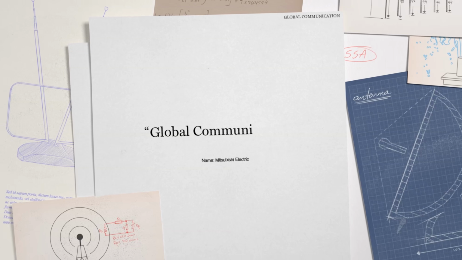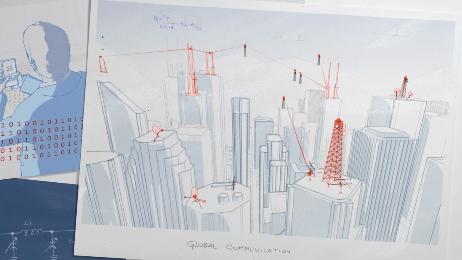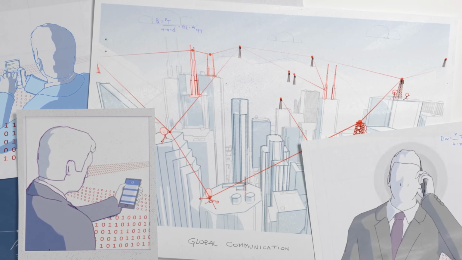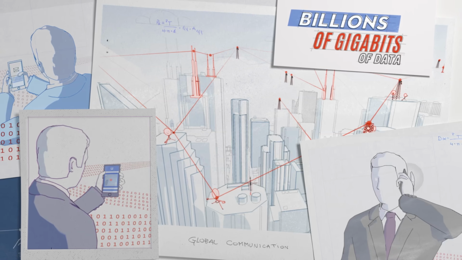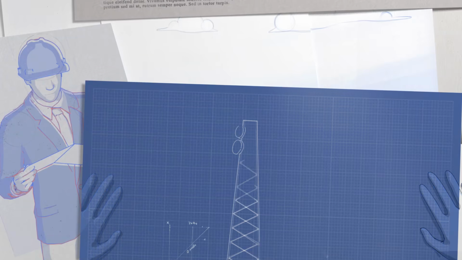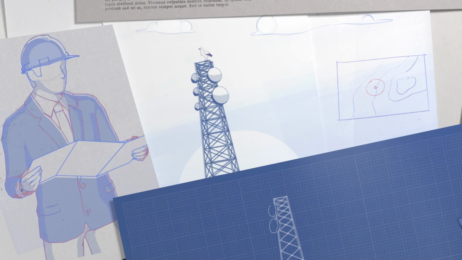We live in a time when communication is everything. We can't go 5 minutes without sending an email or checking social media. Radio waves bounce between giant antennas, carrying billions of gigabits of data, from texts to loved ones to cat videos. Antenna technology has come a long way in 100 years, but one thing has always stayed the same.